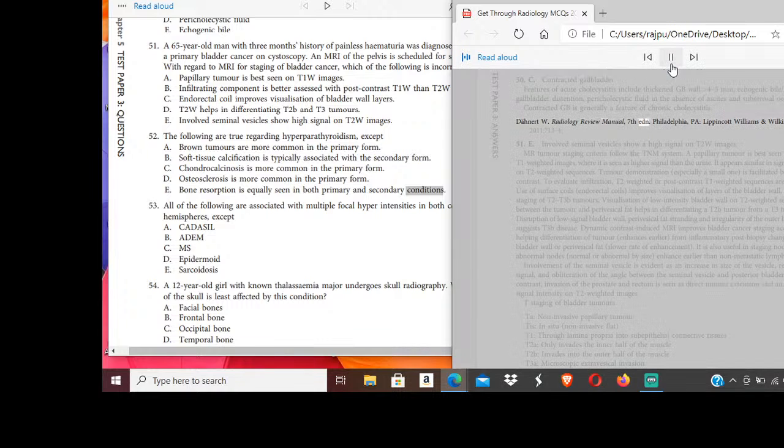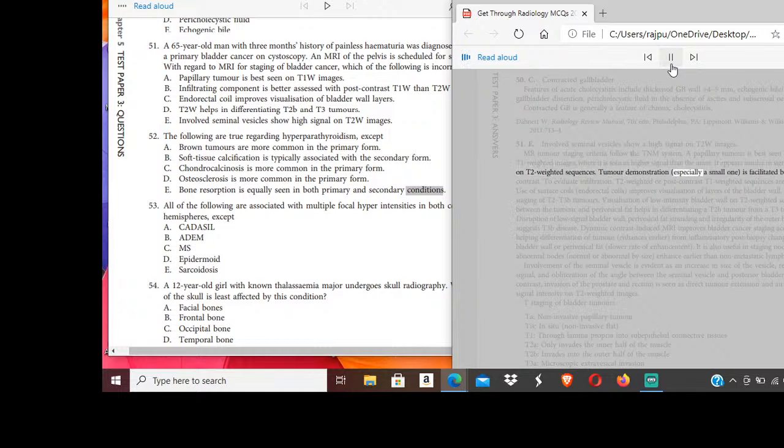Review Manual, 7th ed. Philadelphia, PA, Lippincott Williams and Wilkins, 2011:713-4. 51. E. Involved seminal vesicles show a high signal on T2W images. MR tumor staging criteria follow the TNM system. A papillary tumor is best seen on T1 weighted images, where it is seen as higher signal than the urine. It appears similar in signal intensity on T2 weighted sequences.